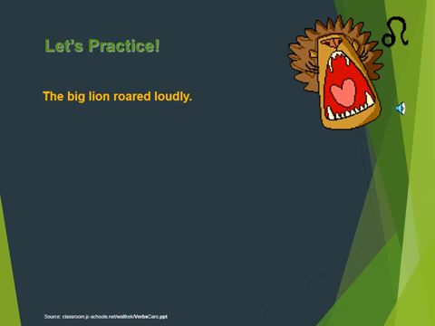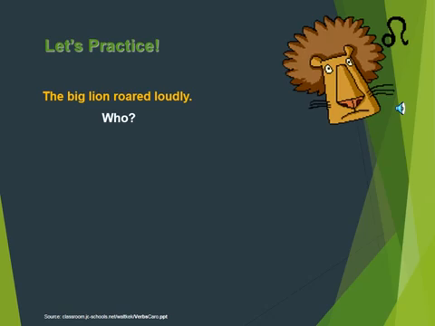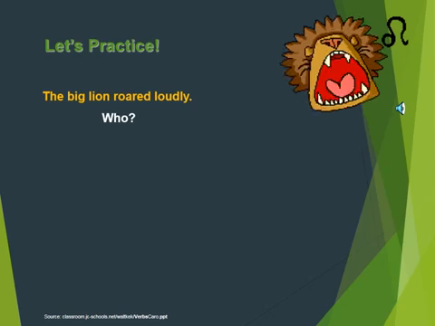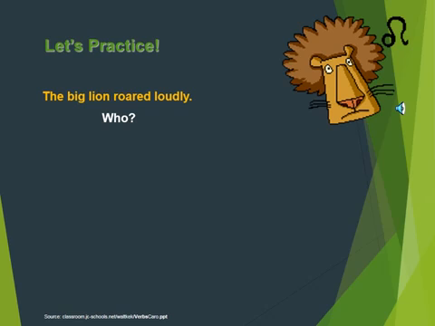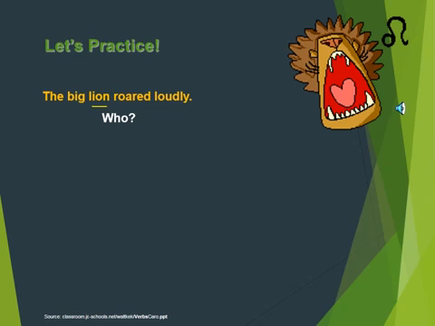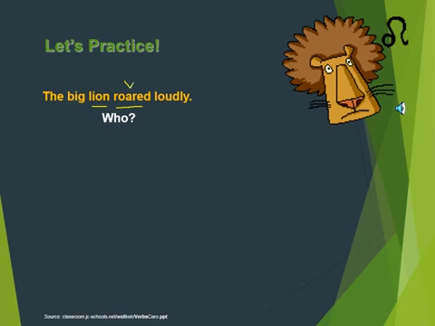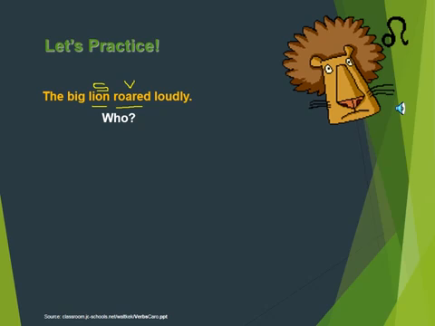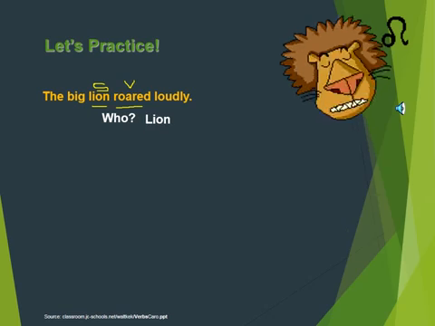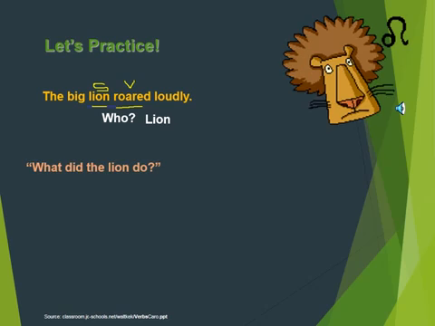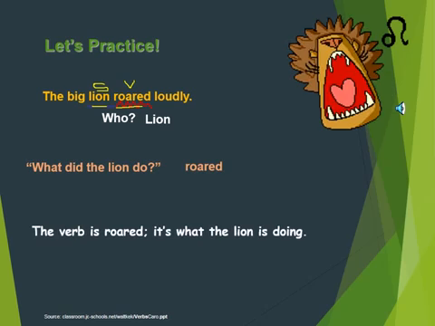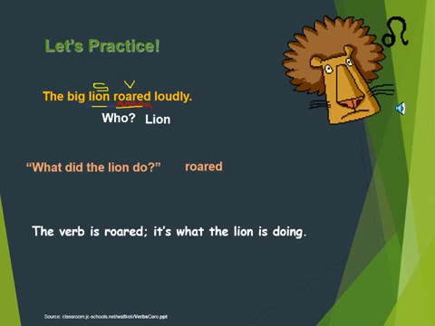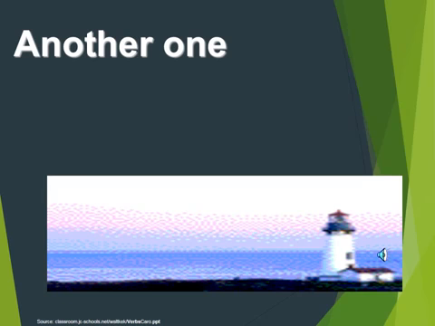The big lion roared loudly. So who roared? The lion. So lion is going to be our subject. And what did the lion do? It roared, and that's going to be our verb. Okay. So who is the lion? What did the lion do? It roared, which makes that our verb. So the verb is roared and it's what the lion does. All right, let's try one more.